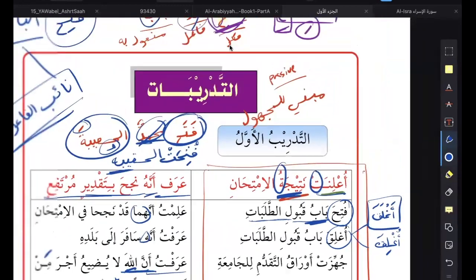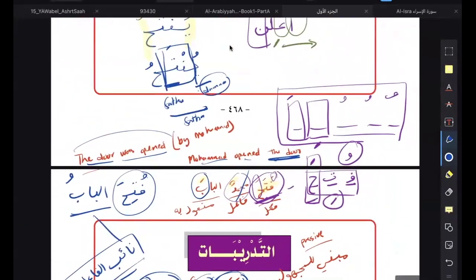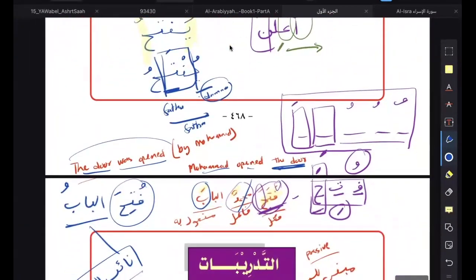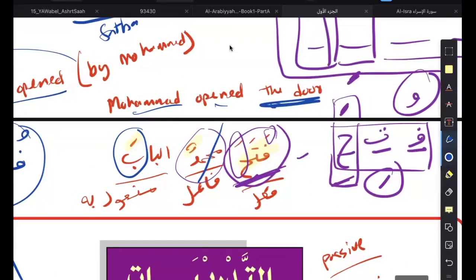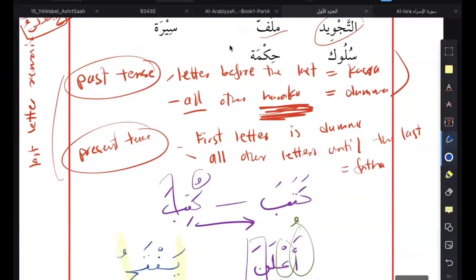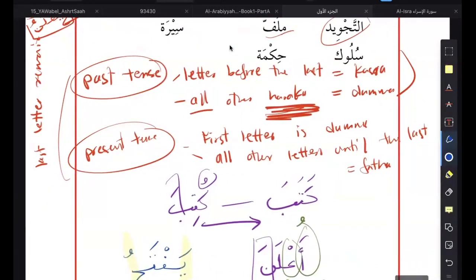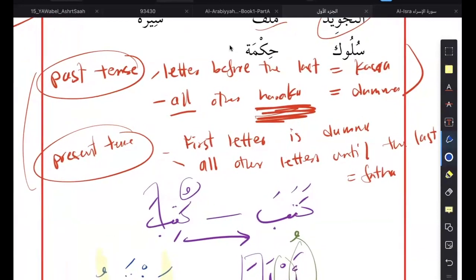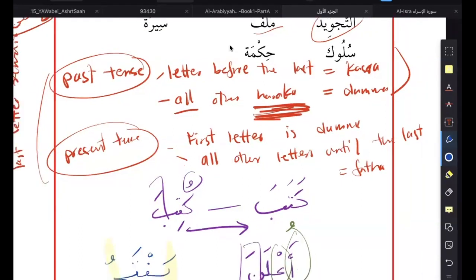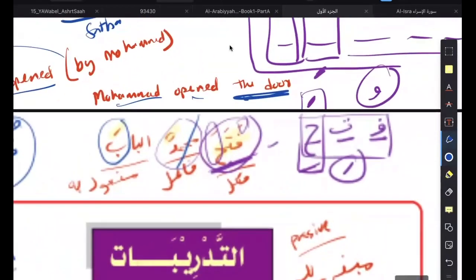So please pay attention. I'm just quickly going to go through the rules one more time. The first thing is you have to make the verb into passive form. And I give you a very simple rule. The past tense, the letter before the last is kasra, and everything else gets a dhamma. And the present tense, the first letter gets a dhamma, and every other letter before the last gets a fatha. So you just have to know how to make the verb into passive.